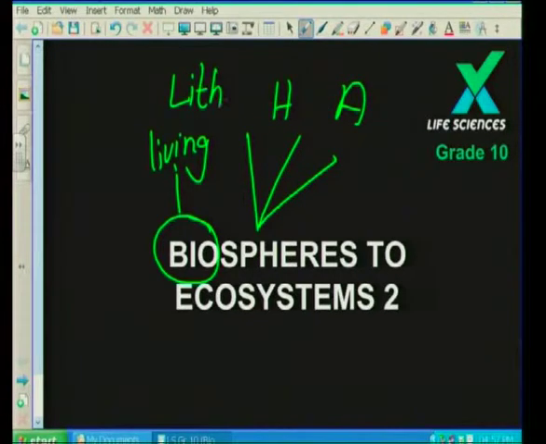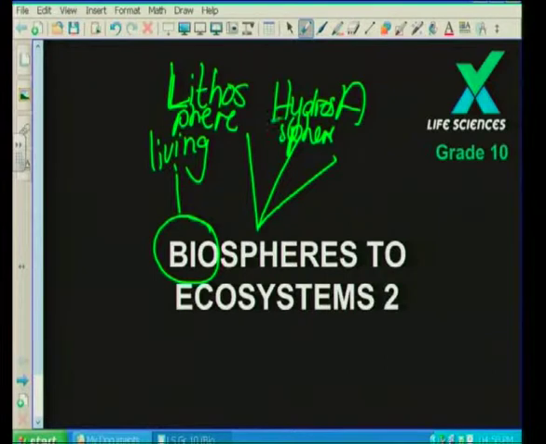Lithosphere, and that refers to land. Remember that L is for land. The H is for hydrosphere. Okay, and the H is for H2O, which is water. A is atmosphere. Now remember, the A stands for air.